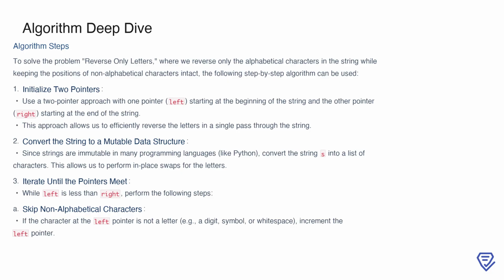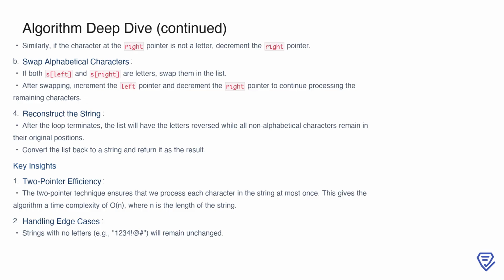During this iteration, we handle non-alphabetical characters by skipping them with the appropriate pointer adjustments. For example, if the character at the left pointer is not a letter, we simply move the left pointer forward to the next character. Similarly, if the character at the right pointer is not a letter, we move the right pointer backward. This ensures that both pointers are always pointing to valid letters when a swap is performed.